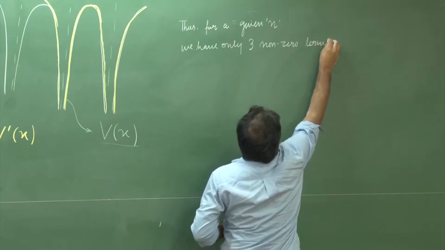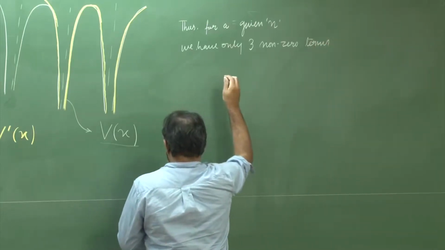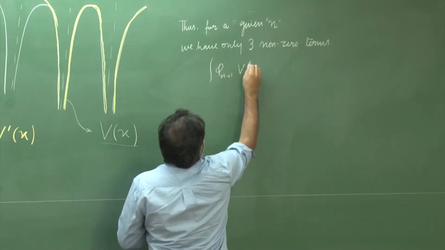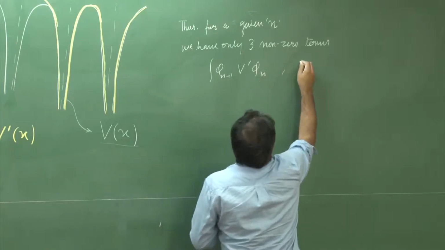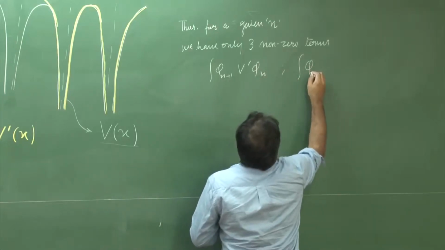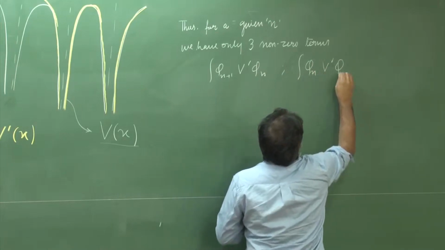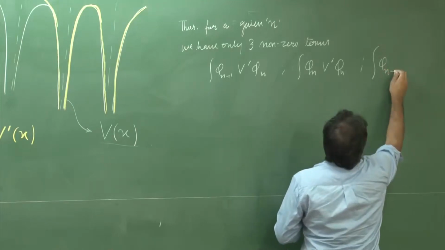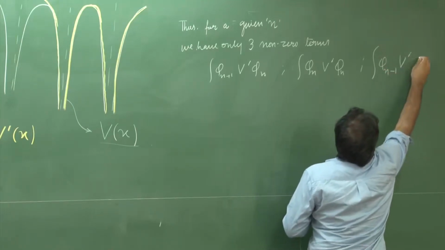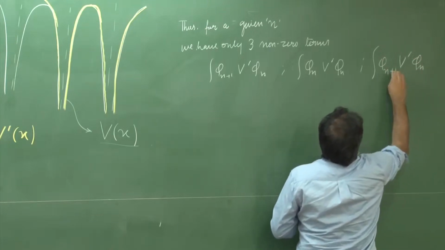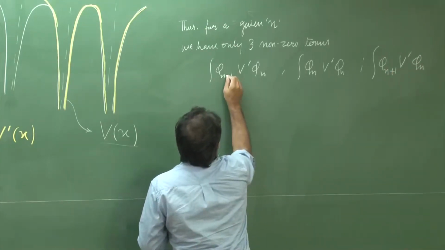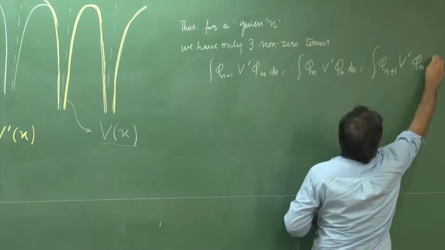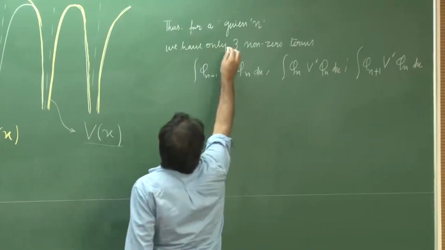And what are these? These are phi n plus 1, v prime phi n, and then phi n v prime phi n, and then phi n minus 1 v prime phi n. Add this one, subtract this one. These are the only 3 terms that are non-vanishing if you fix the n.